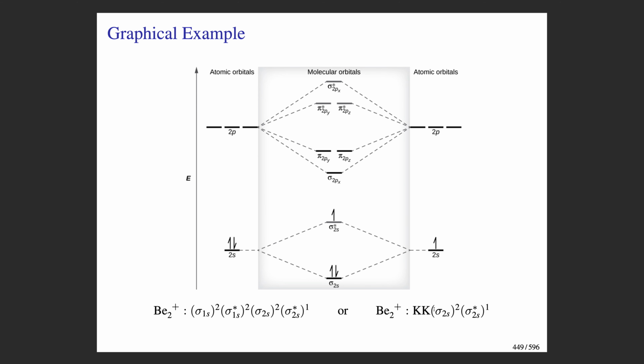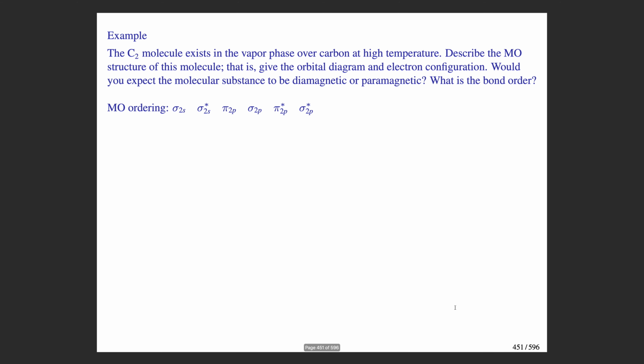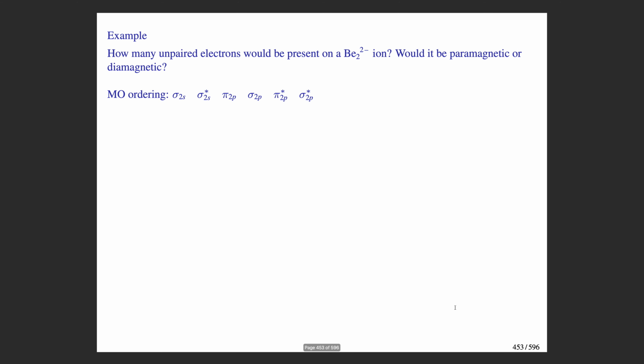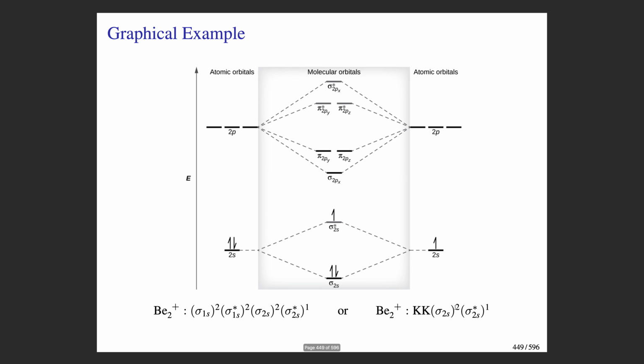Then we have the valence electrons. Okay, and so since we've got 3 valence electrons in the diatomic beryllium cation, we've got 2 electrons here, 1 electron there, for a total of 3. 1, 2, 3. So we have 2 electrons occupying the sigma 2s, and 1 electron occupying the sigma 2s star. So this is the molecular electronic configuration.